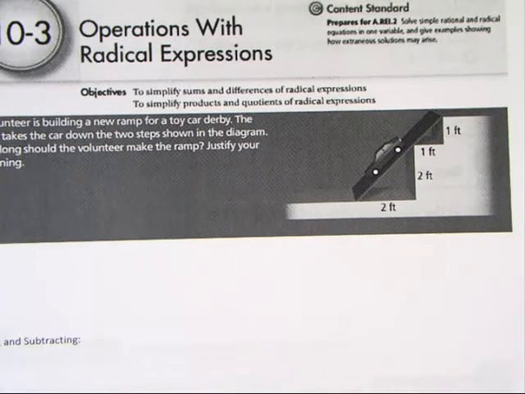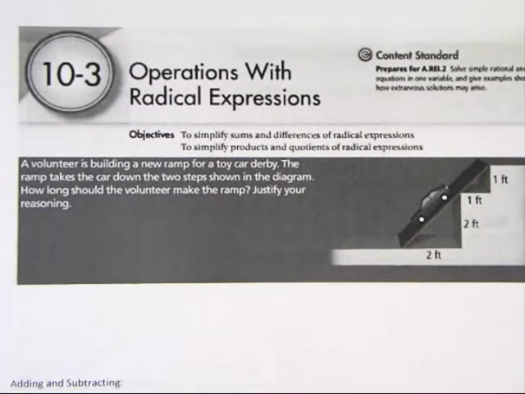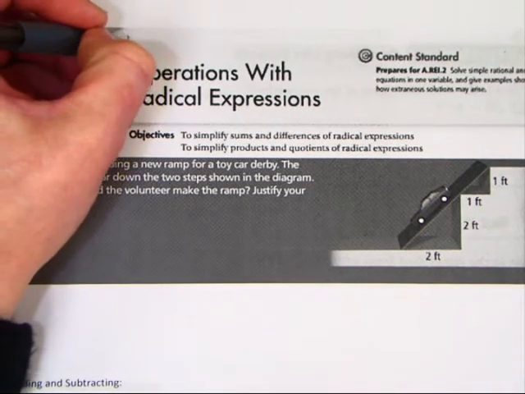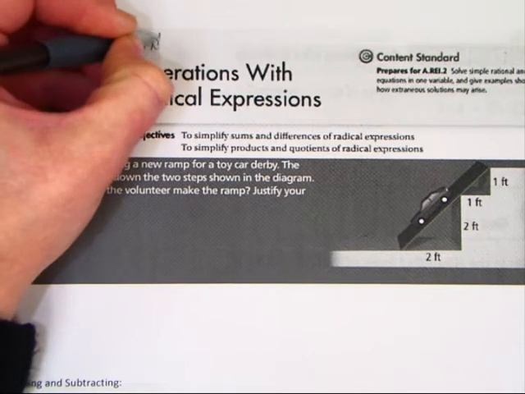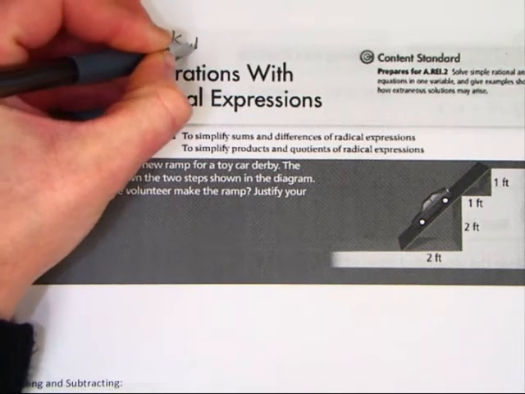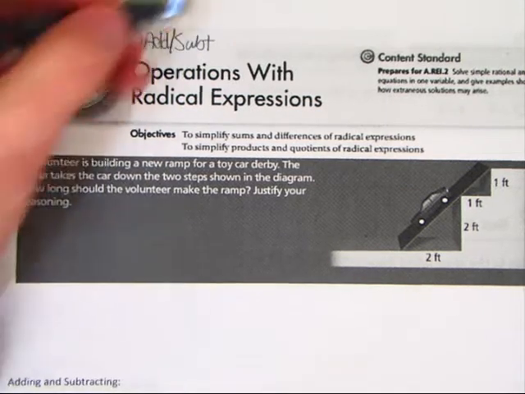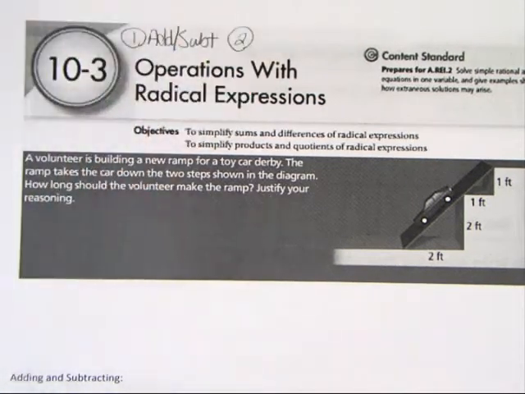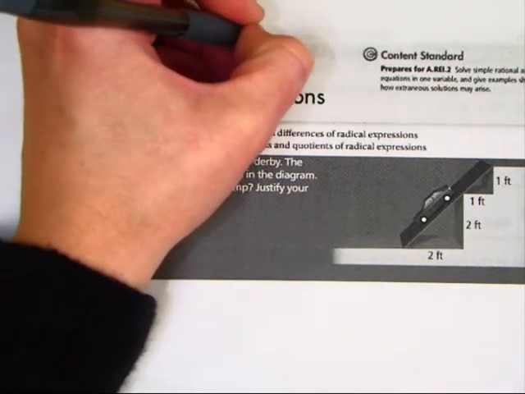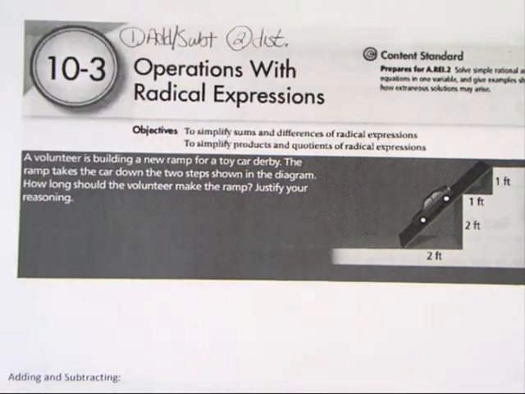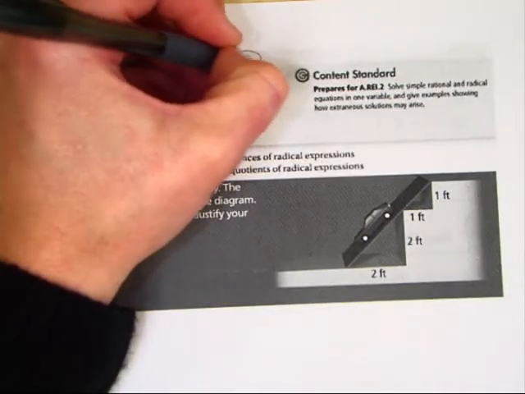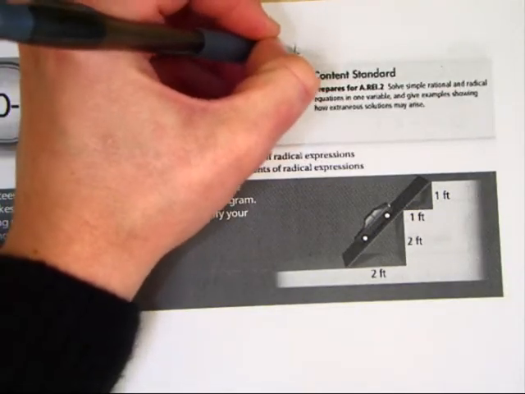In section 3 in chapter 10, we're going to talk about different operations with radical expressions. First, number 1, we're going to talk about how to add and subtract them. You've already learned how to multiply them, so we're going to ignore that because we did that in the last section. Number 2, we're going to talk about how to distribute with them.